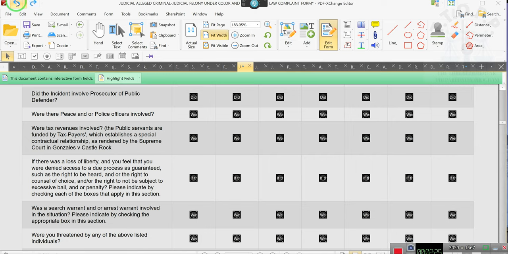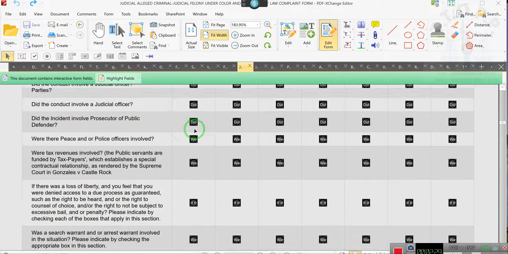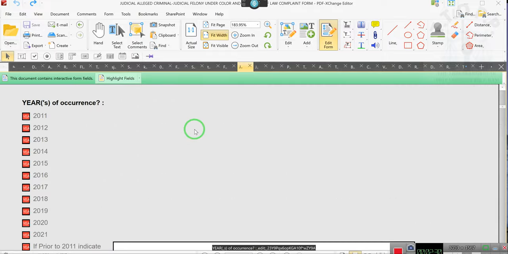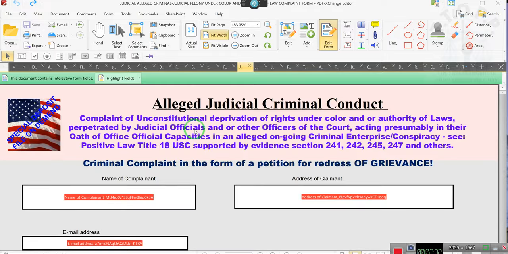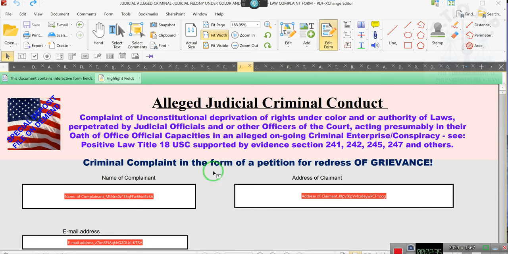And because it's editable, now we need to explain to you guys how to handle this so that you understand the way that criminal complaints work. The way that criminal complaints work, ladies and gentlemen, is this. Judges are not immune. Okay? Now, we said right here, positive law title 18 of the U.S. Code, supported by evidence section 241, 242, 245, 247.